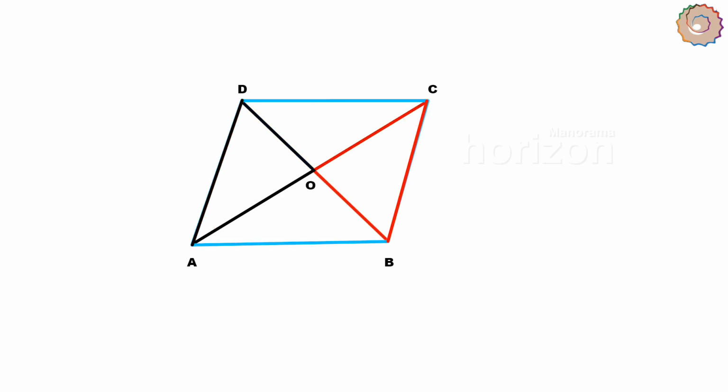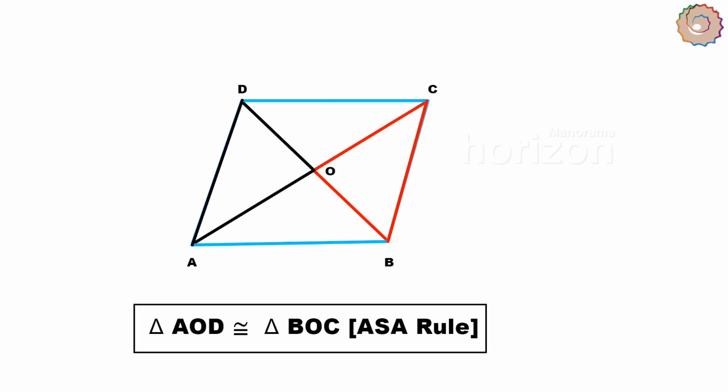Now, take the triangle AOD and the triangle BOC. Angle OAD is equal to angle OCB from equation number 2. AD is equal to CB. What is the reason? Opposite sides of a parallelogram are equal. Angle ODA is equal to angle OBC. What is the reason? From equation 1 we have seen. Triangle AOD is now congruent to triangle BOC by the ASA rule, that is the angle side angle rule.